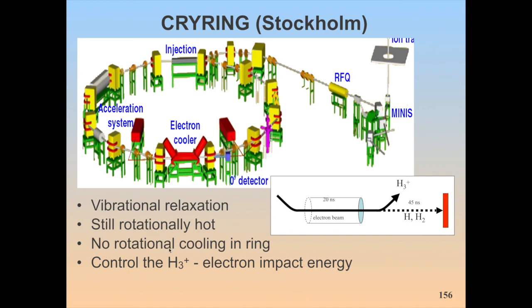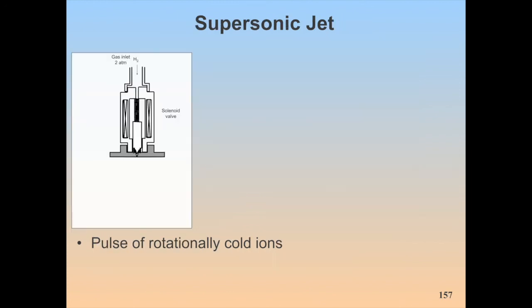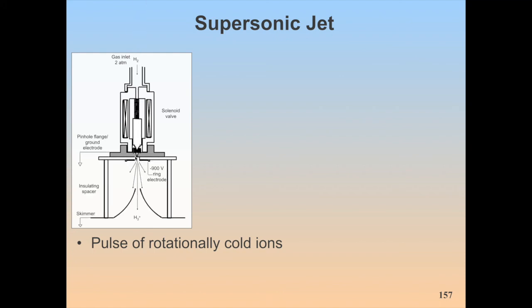So how can we actually solve that? Well, what you need is a supersonic jet. Up here, we have high pressure hydrogen, about 2 atmospheres, and this goes through a solenoid valve. This solenoid valve basically gives a little pulse, so it moves up, and then there's a 900 volt ring electrode here, basically a little spark gap, and that's going to ionize the hydrogen to make your H3+. We have some skimmers out here to make sure that the pressure doesn't get too high in the ring. You always want these things at very, very low pressures, on the order of microtorr, and you let only small amounts of the H3+ go through. When you do this, you wind up with a pulse of rotationally cold ions.